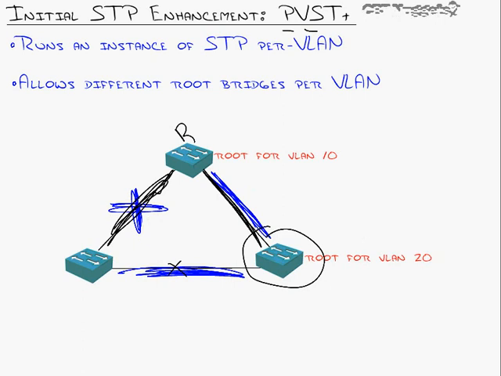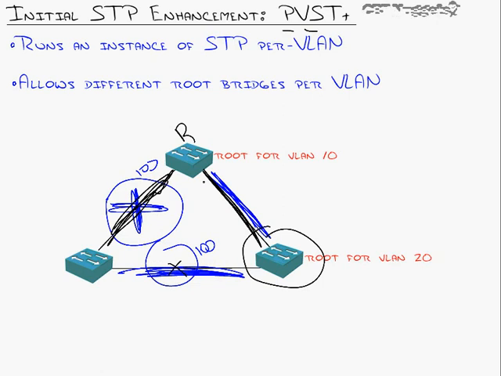So VLAN 20 will never cross this link. What you're doing is almost a manual system of load balancing, so that VLAN 20 will start using this link that was typically unused before and still is unused for VLAN 10. And VLAN 10 will be using this link, which is completely unused for VLAN 20. So now you've got 100 megabits per second of dedicated bandwidth on that line for VLAN 20, and you've got 100 megabits per second of dedicated bandwidth on that line for VLAN 10.